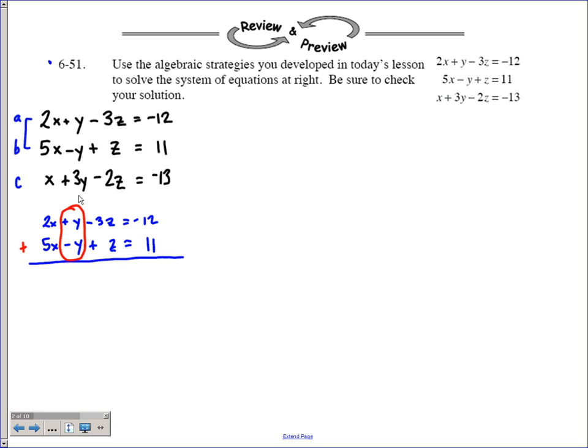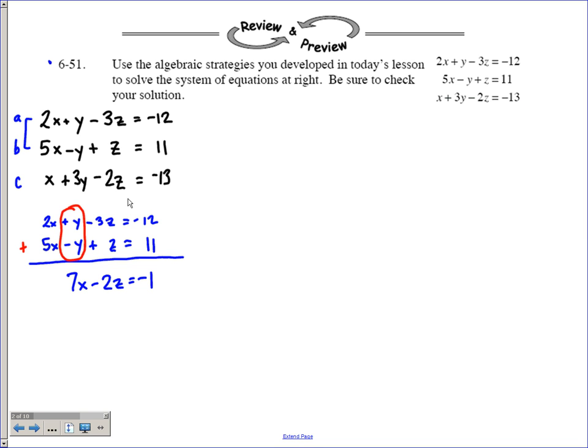All I'm doing is taking each like term and combining it with the one from the other equation. So I end up with 2x plus 5x is going to be 7x. My y plus my negative y is going to give me 0, so that's been eliminated. Negative 3z plus z is going to give me a negative 2z. And then negative 12 plus 11 gives me negative 1. So I now have a linear equation here with 2 unknown terms. Let's go ahead now and look at coming up with a second one.